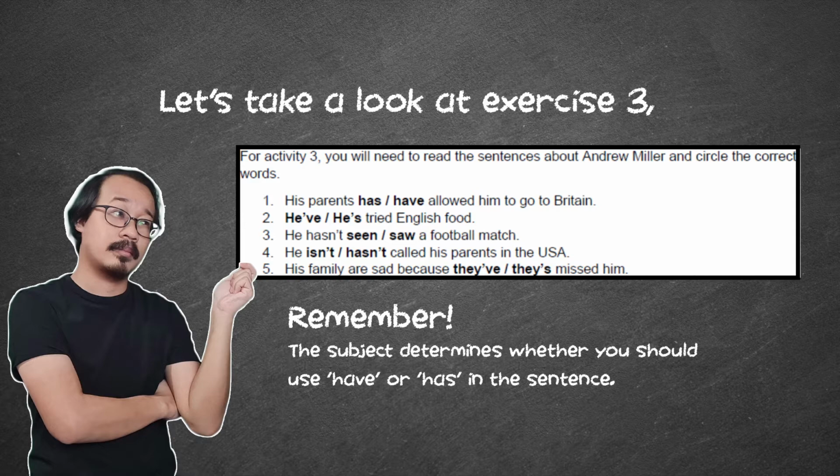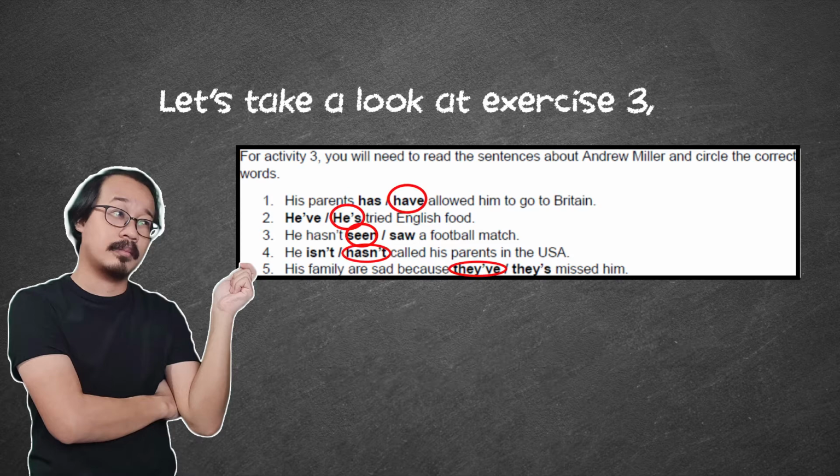Now for this one, you'll need to read the sentences about Andrew Miller and circle the correct words. Now remember this, your subject would determine whether you should use have or has in the sentence. Now, check your answers. Well, I think by now you should be able to use has or have correctly in present perfect sentences. So I'm going to let you work on exercise 4 and 5 on your own. And then we'll move on to the next part of this lesson, which is how we can form questions with present perfect tense.